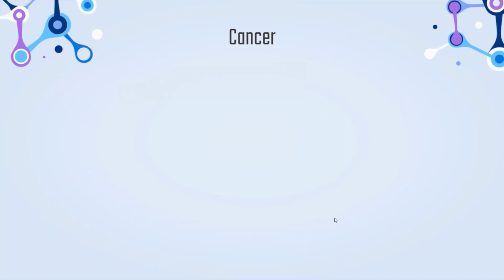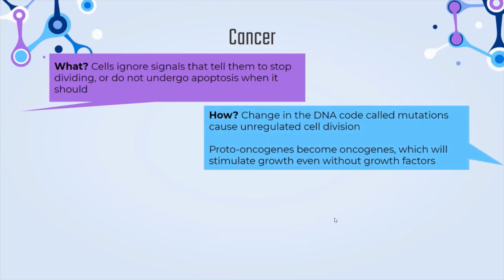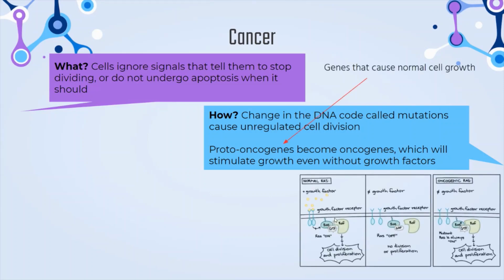Finally, let's talk about cancer. So what is cancer? This is when cells ignore signals that tell them to stop dividing, or do not undergo apoptosis, programmed cell death, when it should. How does this work? A change in the DNA code called mutations cause unregulated cell division, and proto-oncogenes will become oncogenes, which will stimulate growth even without growth factors.